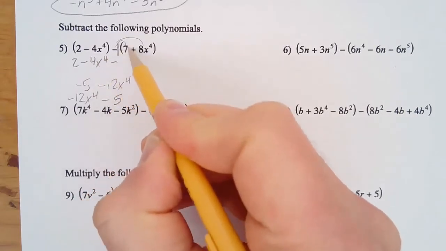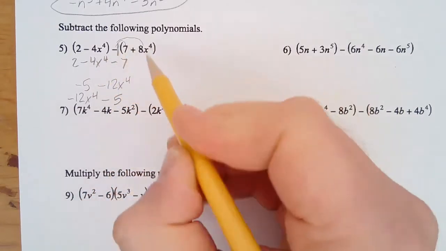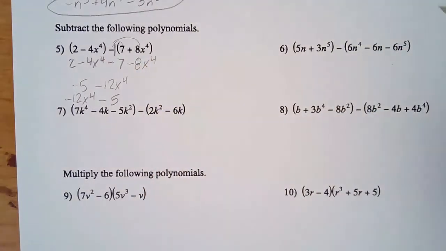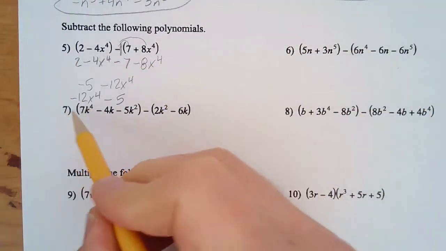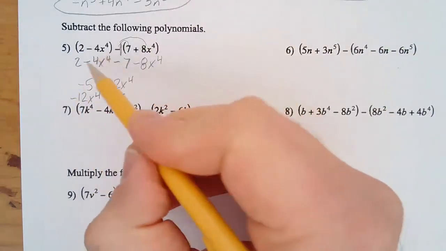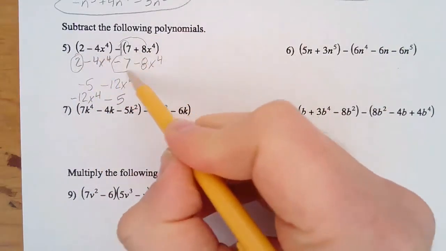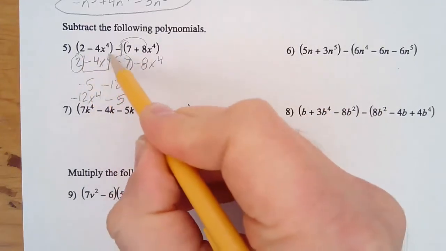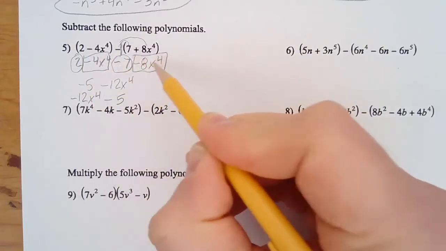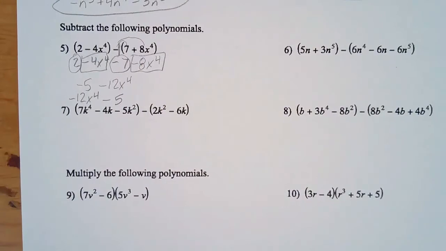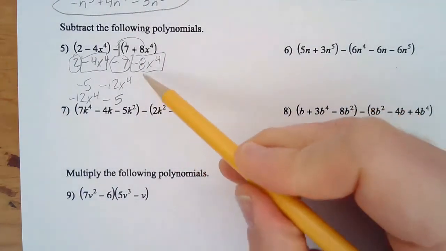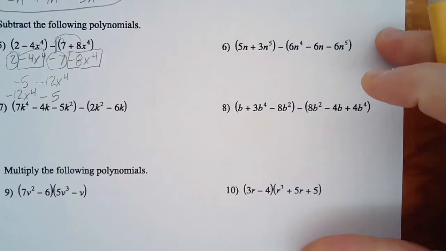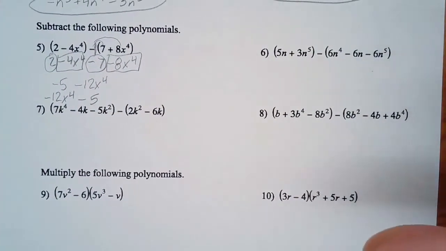So -1 times 7 is -7, -1 times 8x to the 4th is -8x to the 4th, and then you just do what you did up above with adding the polynomials. So boom, boom, those go together for -5, boom, boom, those go together for -12x to the 4th. All right, I'm going to do the next one this way, kind of going the long way, because I notice a lot of people making errors with that shortcut.